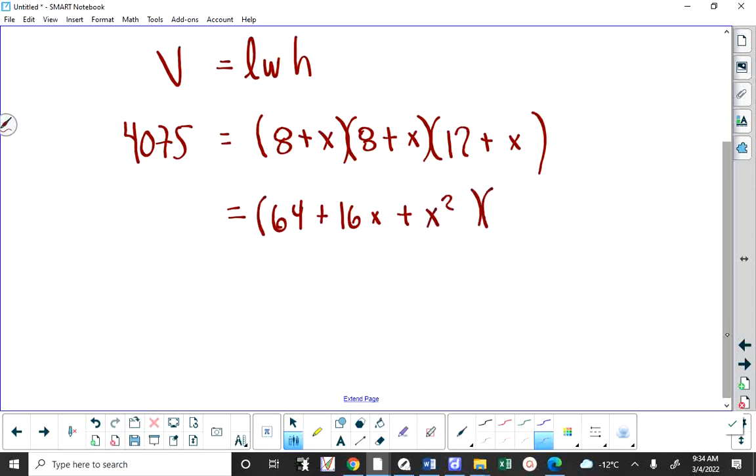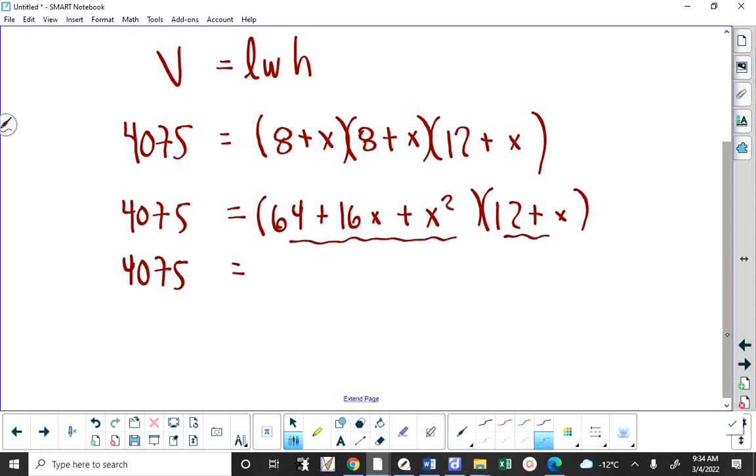And I need to multiply this by 12 plus x. It might be easier for some of us to just imagine x plus 8 instead of 8 plus x, but I'm going to leave it in the order it is. Now, this is equal to 4075. I need to multiply out this trinomial by this binomial, which means I need to multiply everything in the first factor by everything in the second. So I need to start off by figuring out what 64 times 12 is.